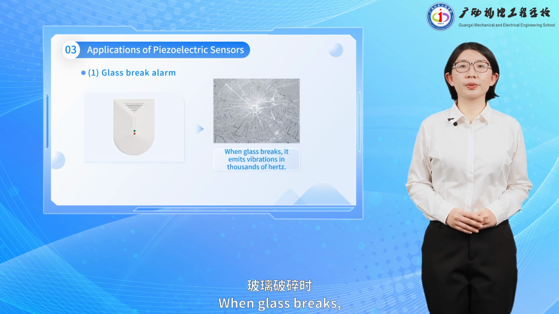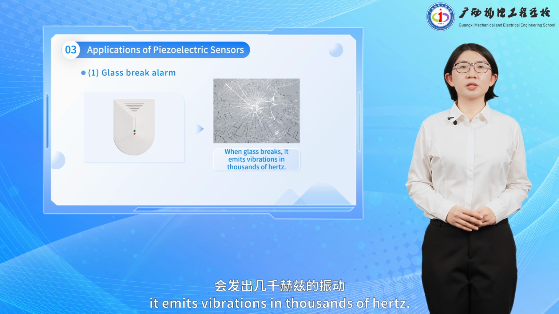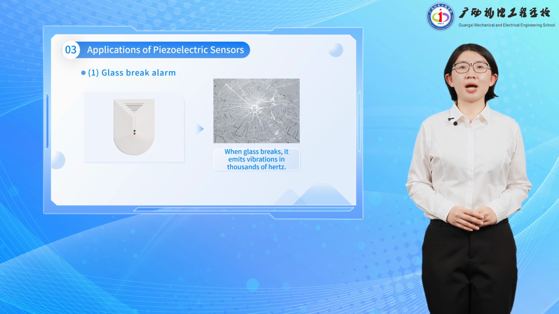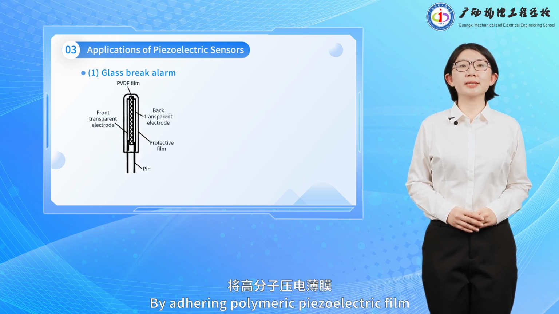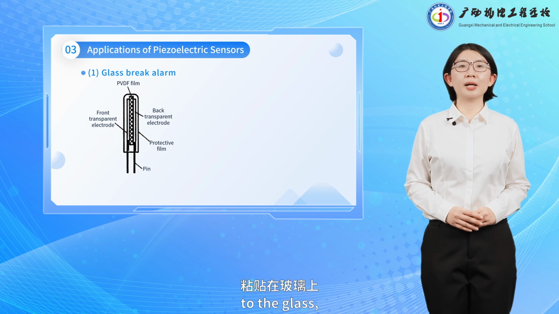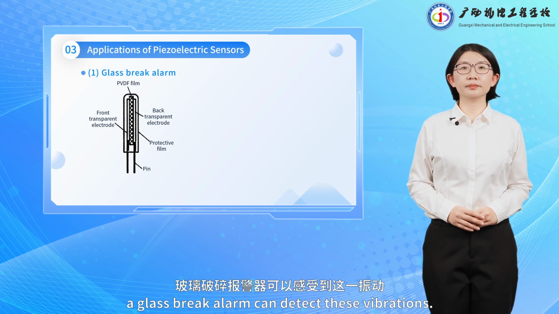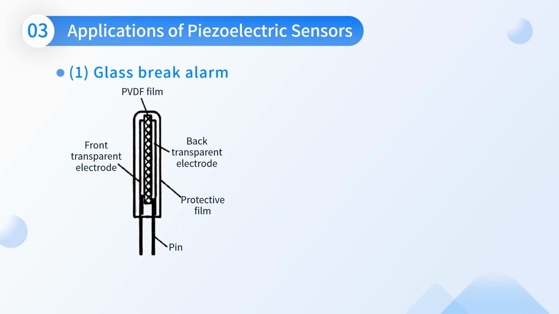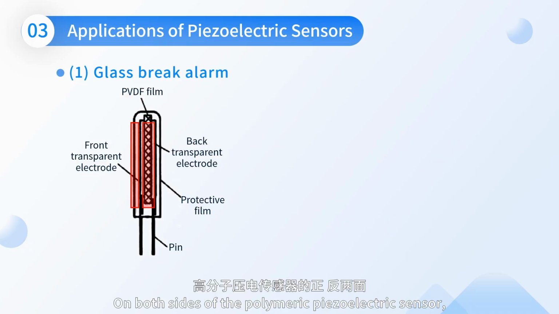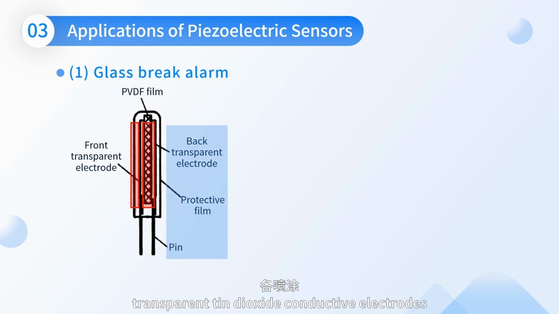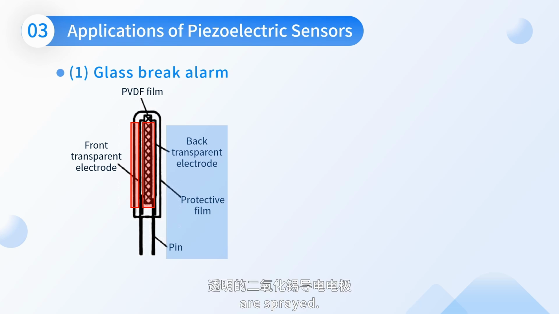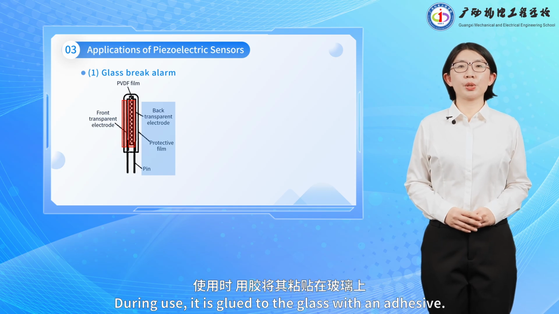When glass breaks, it emits vibrations in thousands of hertz. By adhering polymeric piezoelectric film to the glass, a glass break alarm can detect these vibrations. On both sides of the polymeric piezoelectric sensor, transparent tin dioxide conductive electrodes are sprayed. During use, it is glued to the glass with an adhesive.